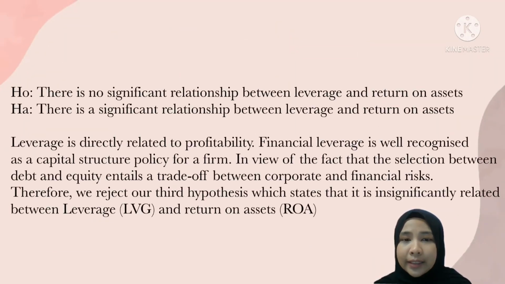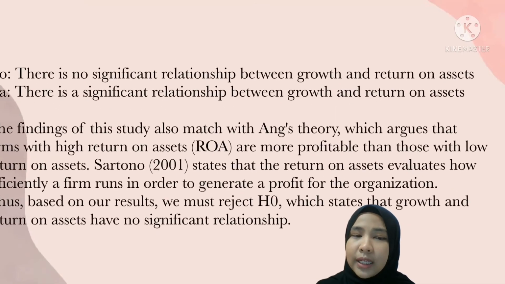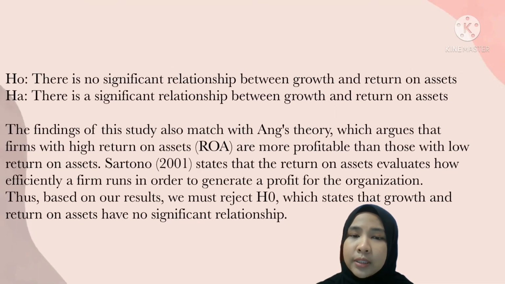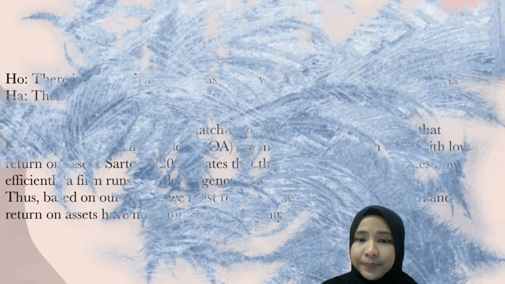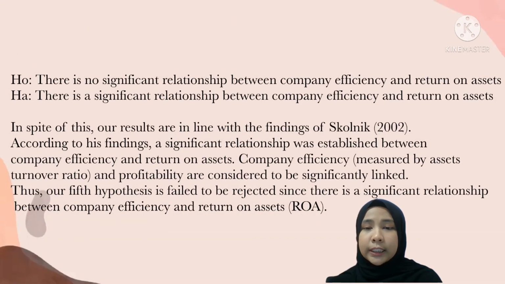The next one is leverage. Leverage is directly related to profitability. Financial leverage is well recognized as a capital structure policy for a firm. So we reject our third hypothesis, which states that leverage and return on asset are insignificantly related. The next one is growth. The finding of our study also matches with some theory that states firms with high growth are more profitable than those with low growth. So based on our result, we must reject H0, which states that growth and return on asset have no significant relationship.